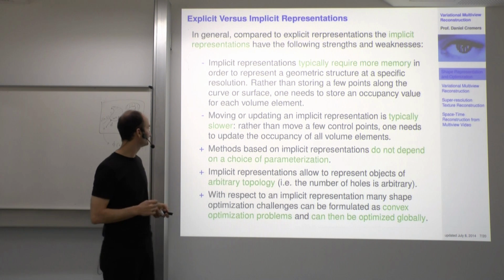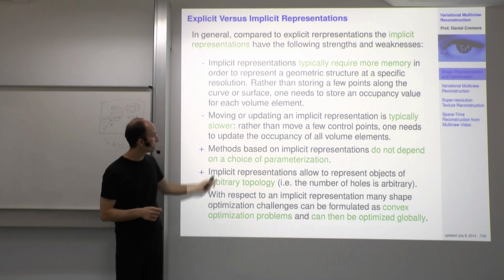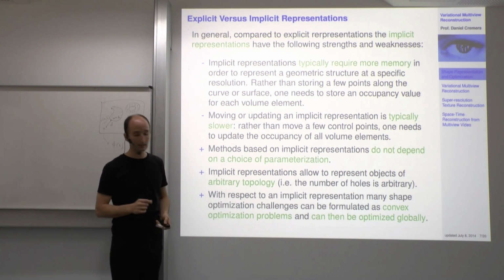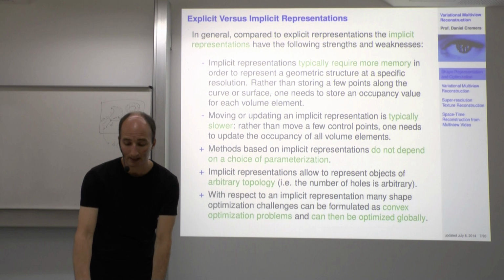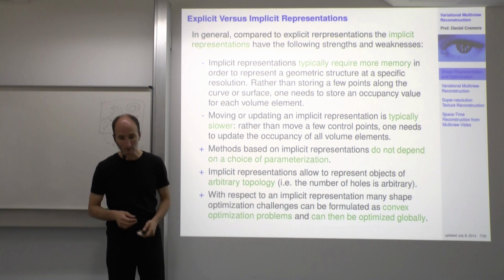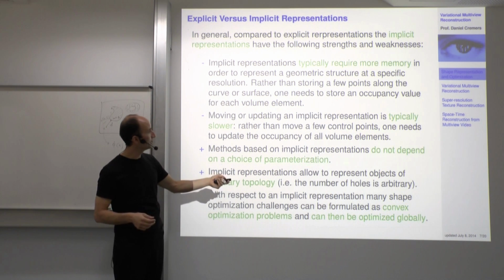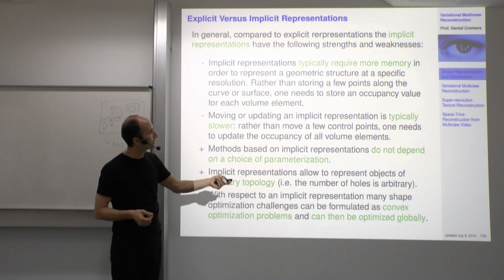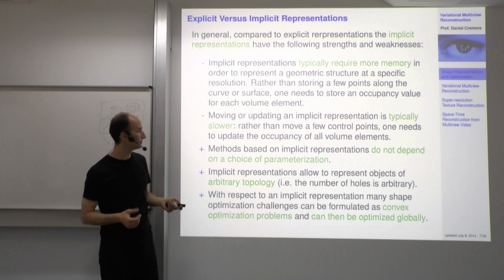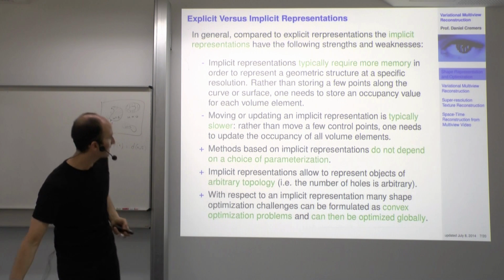but nevertheless, it's a little bit of a drawback. The advantages, on the other hand, of implicit representations are quite prominent, in particular when it comes to optimizing geometry. First of all, I mentioned you can represent objects of different topology. You do not depend on a choice of parameterization. I mentioned that last time.